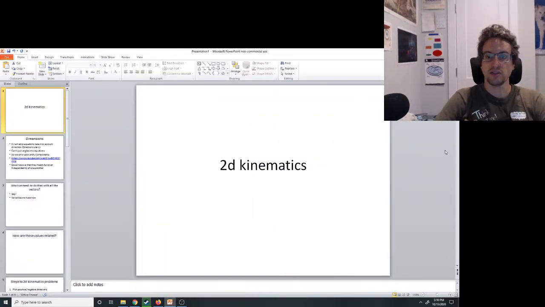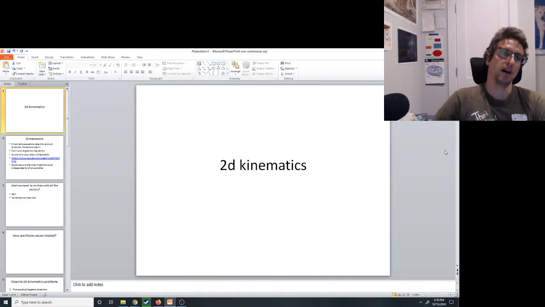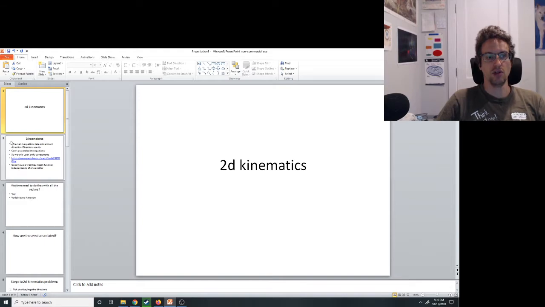All right, let's talk some 2D kinematics. I know I gave you a little bit of a preview of this during our vectors day or lecture, but 2D kinematics is really where we're going with this. So here are some things we already know.